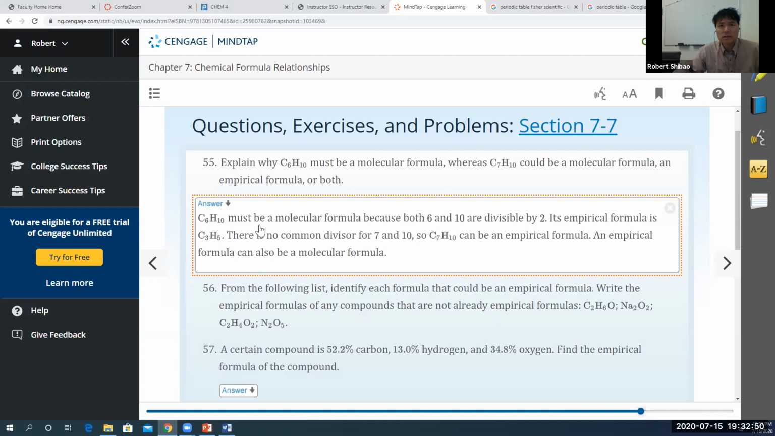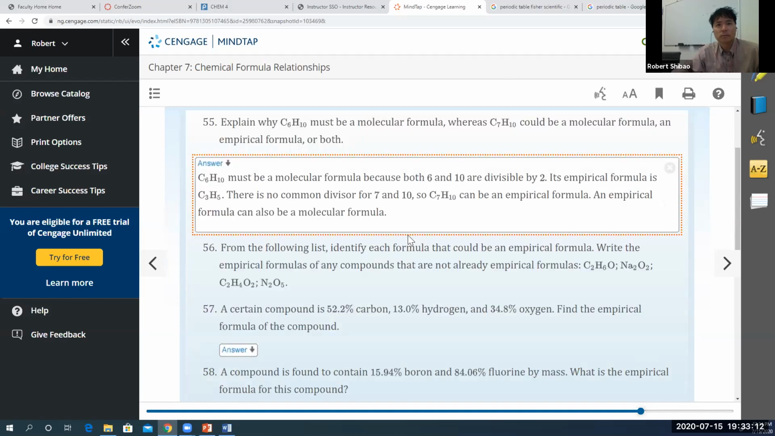And so C7H10 is an empirical formula. It's possible that this is a molecular formula if the molecule weighs this much, or it might be some ratio of this. It might be double it or triple it. So it might be C14H20, it's a molecule. Molecules can get very, very big, and so we could weigh individual molecules using the mass spectrometer.